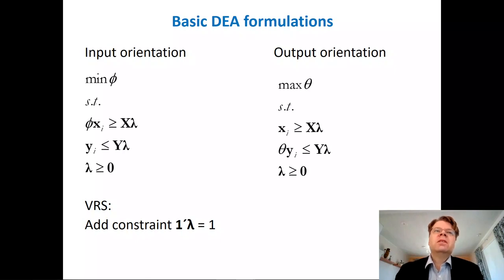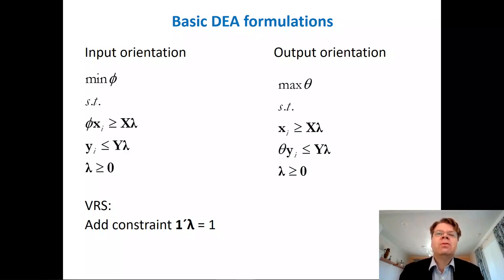However, the main difference is that in the input oriented formulation, we are multiplying the input vector of the evaluated unit i by this coefficient phi, which we are trying to minimize, whereas there's no scaling going on in the output variables. The difference in the output orientation is that now there's no scaling of the input vector xi, but we are trying to rescale the output vector yi, and we use this Greek letter theta to indicate this output scaling.